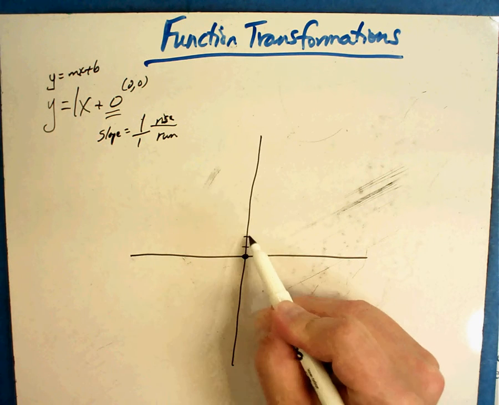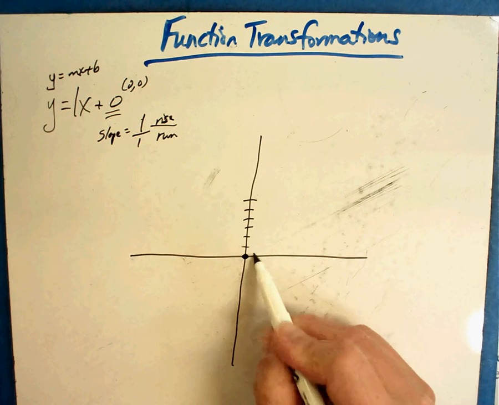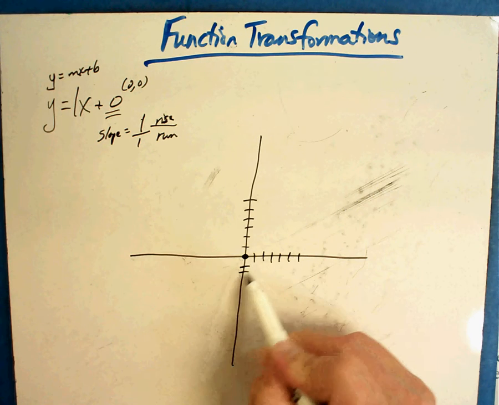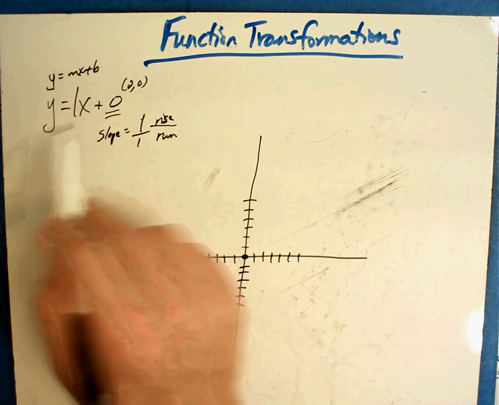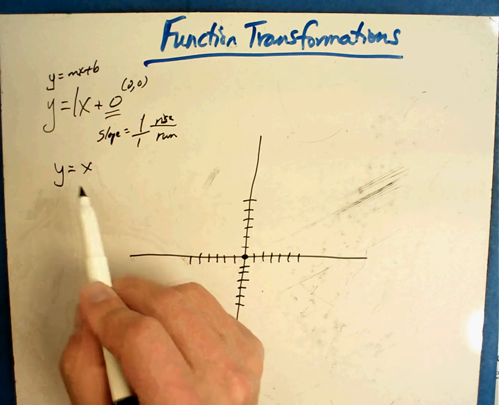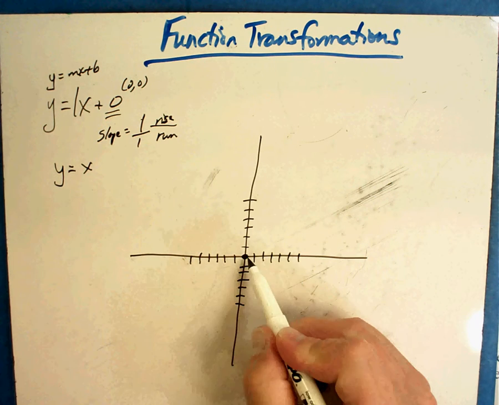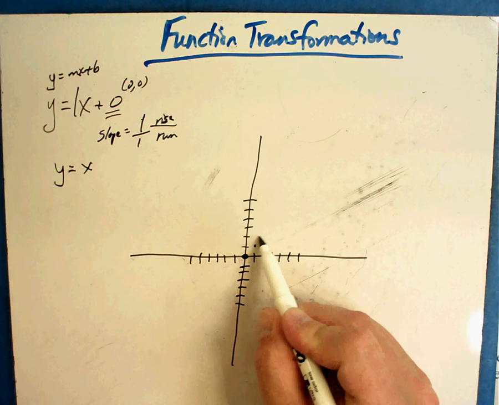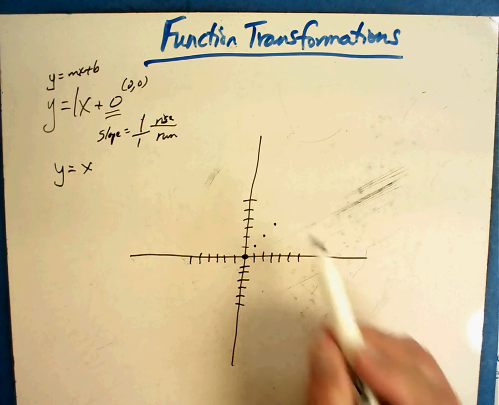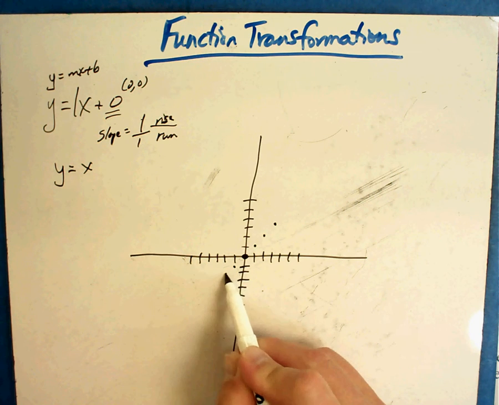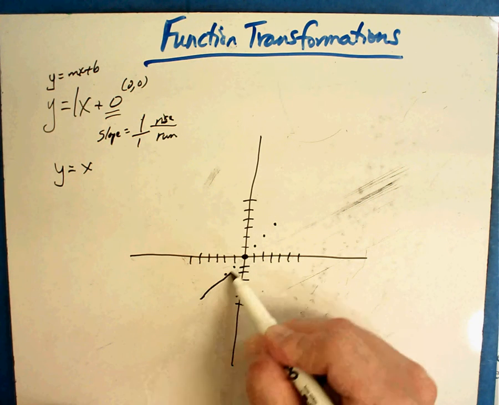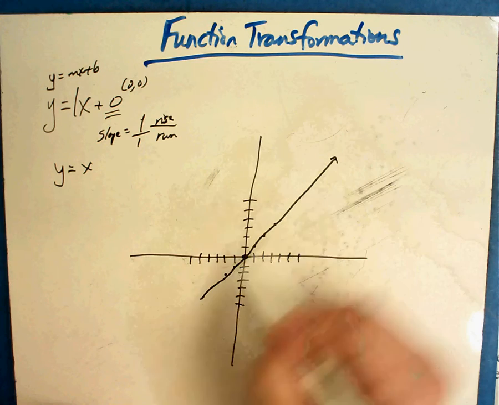I'm going to put in my lines real quick, just quickly graphing it out. Again, it's y equals x. I go up 1 over 1, up 1 over 1, up 1 over 1. Already I see the line. Down 1, left 1, down 1, left 1. So there's my line.